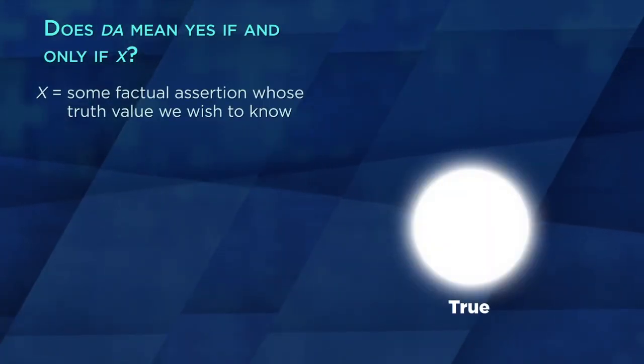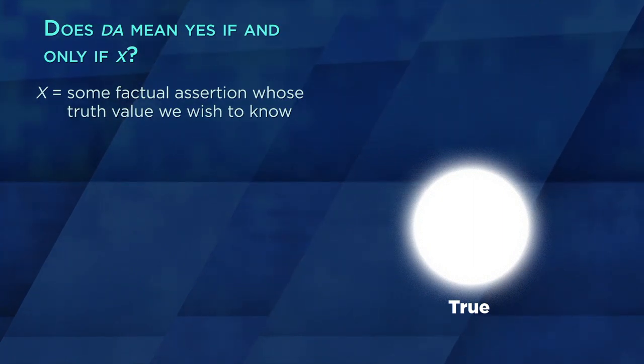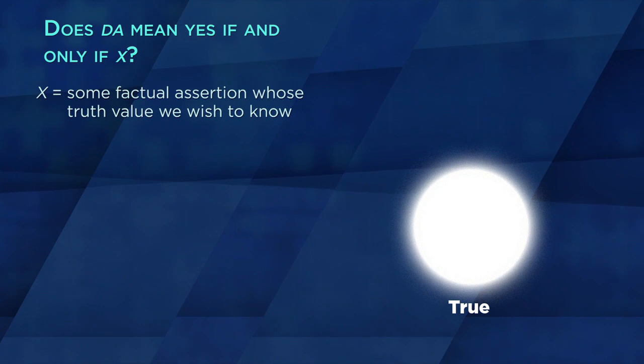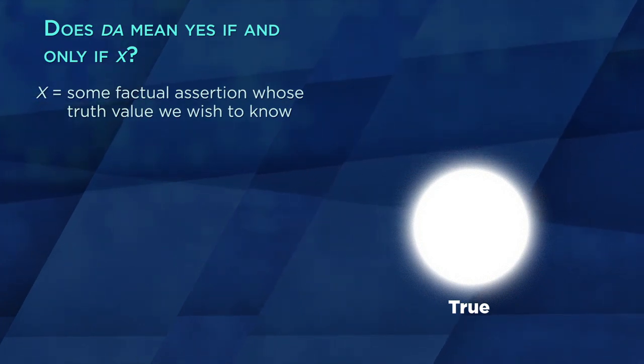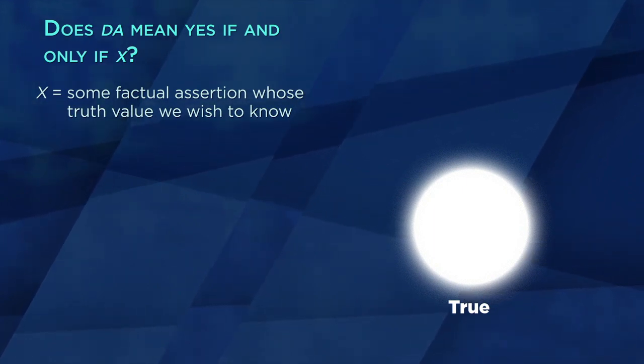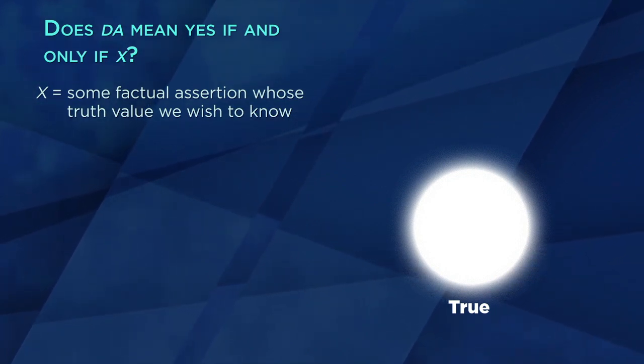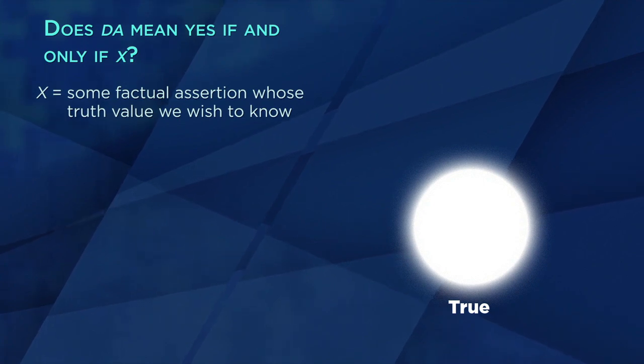The principle that we just discovered, that biconditional statements can be used to get direct answers to direct questions, so long as Random is out of the picture, continues to work even if the gods answer with "da" and "ja." To see this, suppose you're definitely talking to True, and suppose X represents some factual assertion whose truth value we wish to know. We can ask, does "da" mean yes if and only if X? It turns out that an answer of "da" means that X is true, and an answer of "ja" means that X is false.